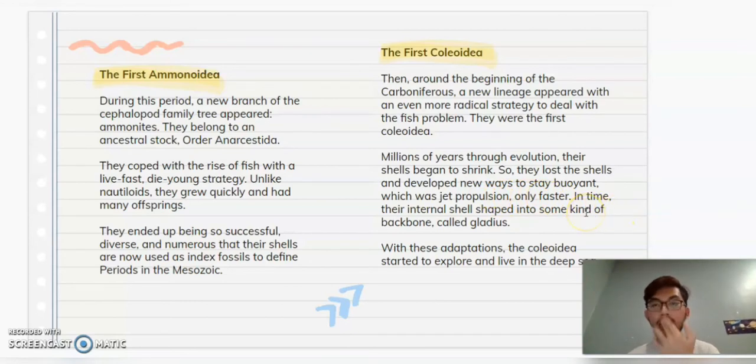In time, the internal shell shaped into some kind of backbone called the gladius. With this adaptation, the Coleoidea started to explore and live in the deep sea.